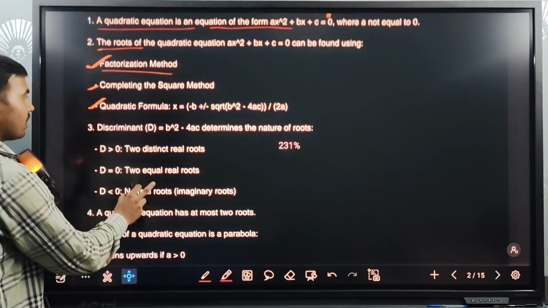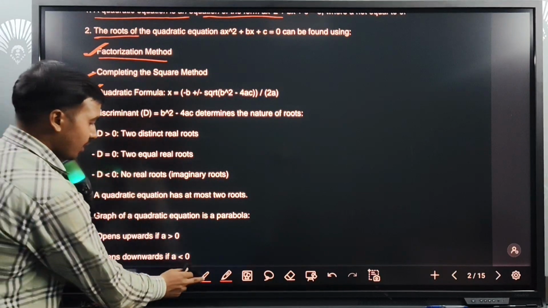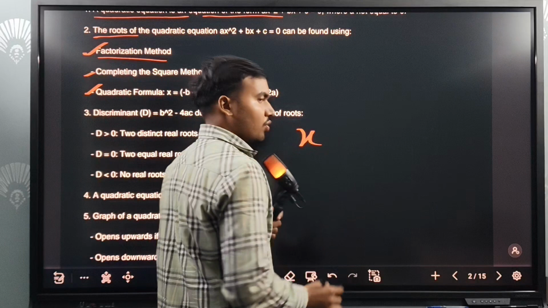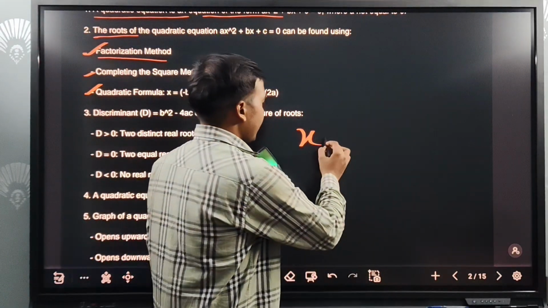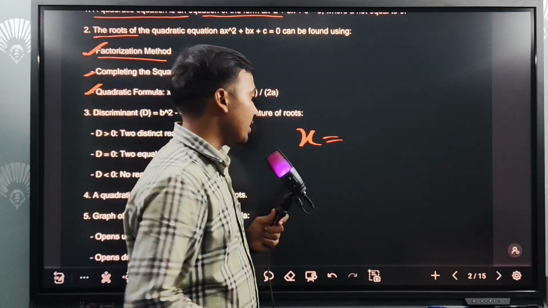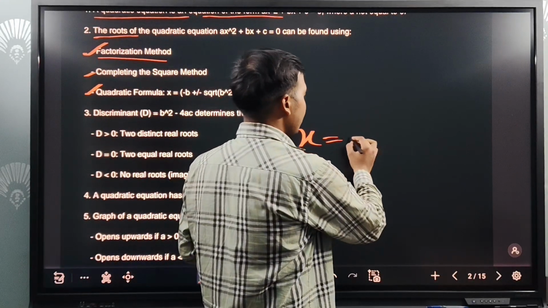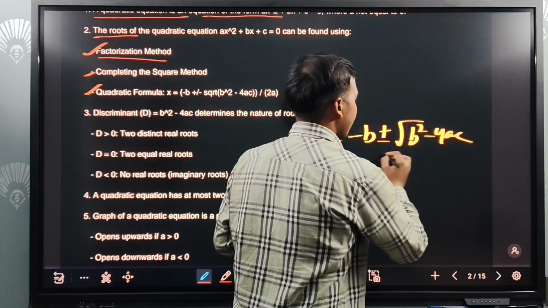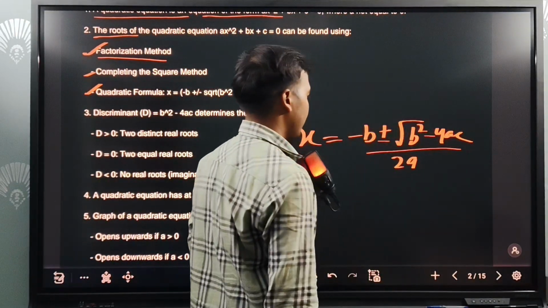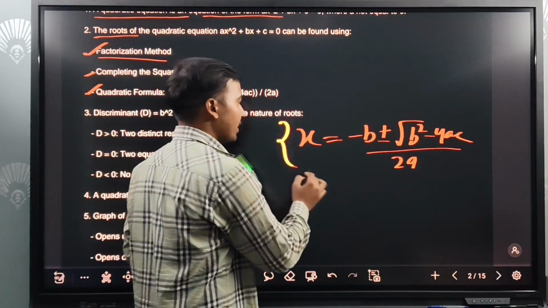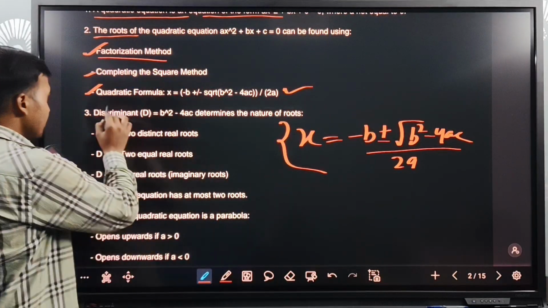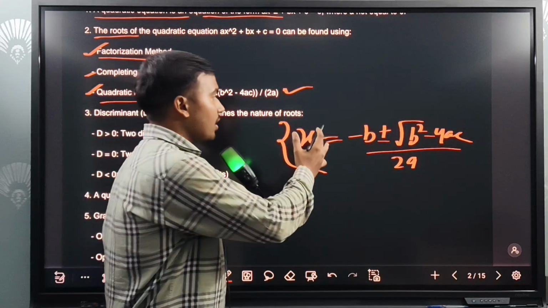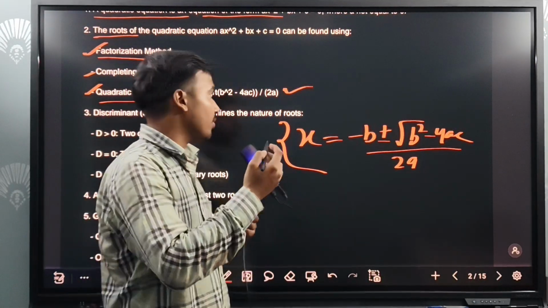In the quadratic formula, we will see the value of the roots of the quadratic equation given by the formula x equals minus b plus minus root under b square minus 4ac, all divided by 2a. This is the quadratic formula which we will use to find the solution of a quadratic equation. We will also derive this formula when we discuss this method.